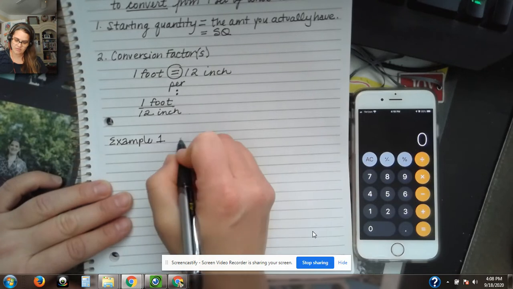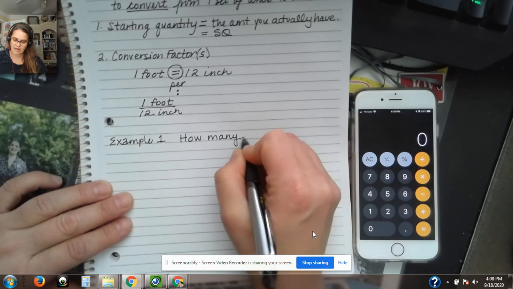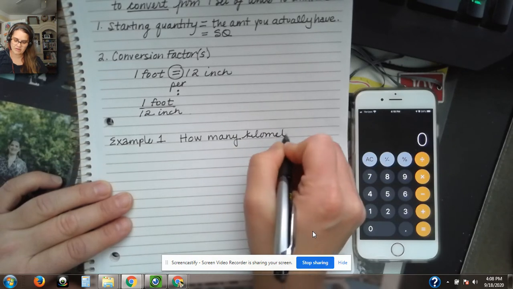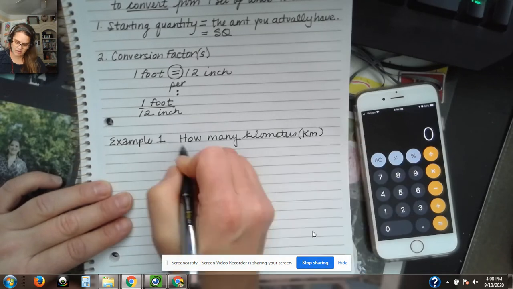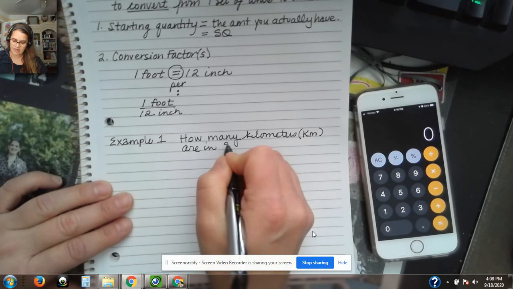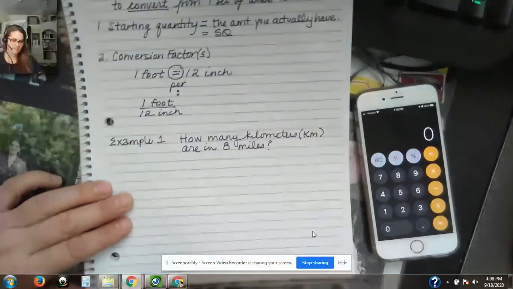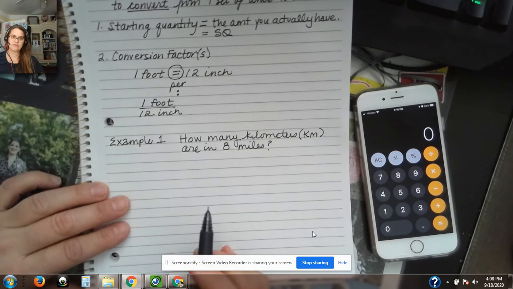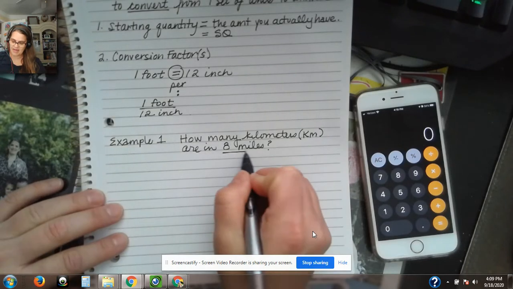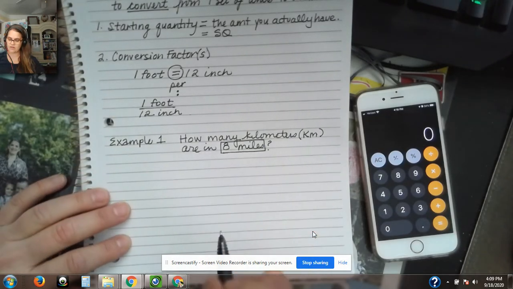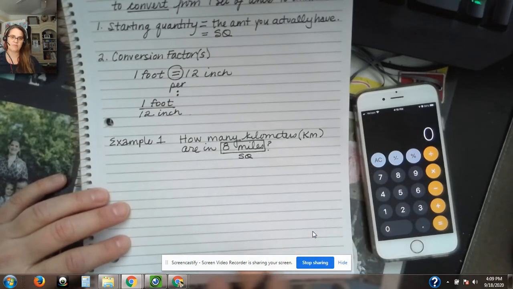And the question's going to read like this. How many kilometers, okay, and that's km, are in 8 miles? Okay, so the first thing I'm going to do is I'm going to ask myself, what is the starting quantity? Well, I know this problem is asking about 8 miles, and we want to convert it into kilometers. So this is my starting quantity.